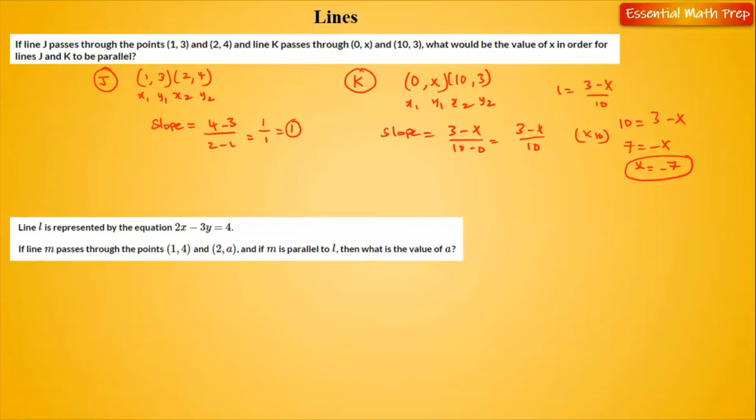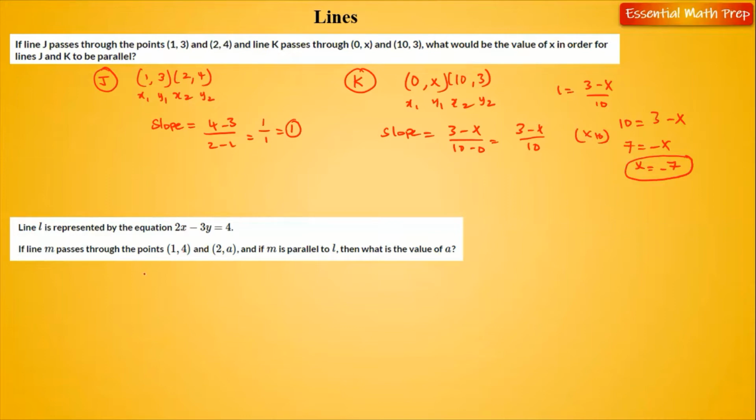All right, let's continue. Line L is represented by an equation, and line M passes through these points. If M and L are parallel, what's the value of a? Now, this is very similar to the last problem in the previous video.